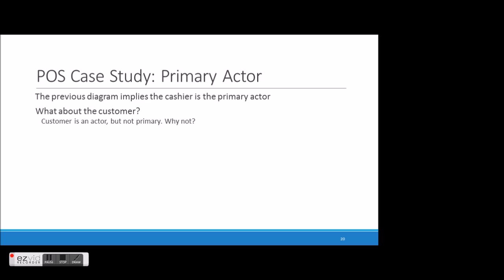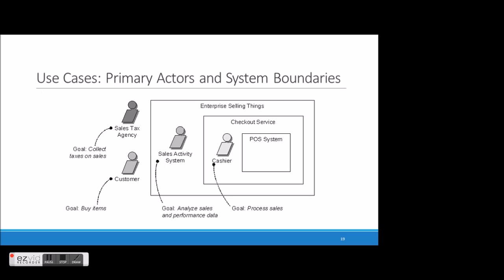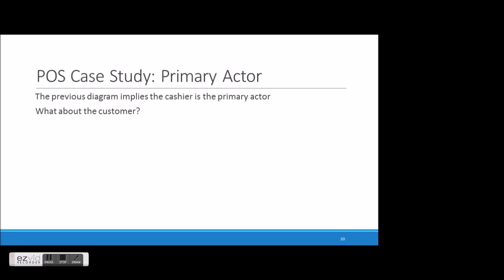What about the customer? Customer's an actor, but not primary, because their need is not really being met by the system, okay? Their main goal is just to purchase things and get out, okay? They don't care whether the cashier takes the money or whatever. They just want to pay and get out and move on. So their goal is not really being met by the system. The system is being designed to meet the cashier's goal.